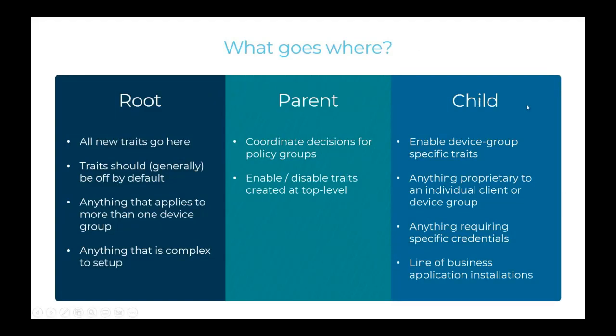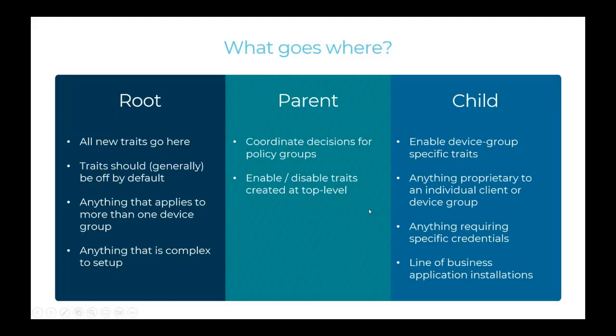Now, if you only have two levels, if you have enough standardization, you can turn some things on at root. But in many cases, especially if you have three layers, you may want to have everything turned off at root and only turn things on at the parent and child level. Anything that applies to more than one device group, anything that's complex to set up, you do at the root level, and then you turn it on or turn it off or override it at the parent and child level.